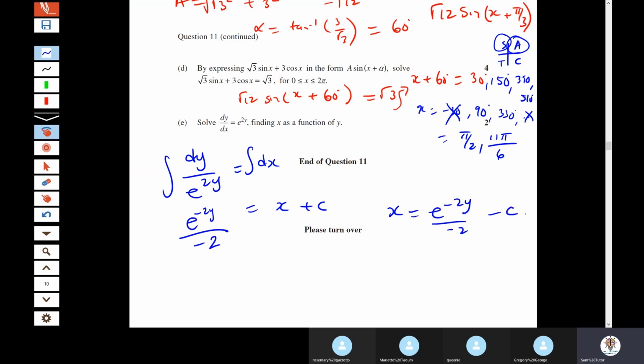That's 4 marks. There it is. That's x as a function of y.